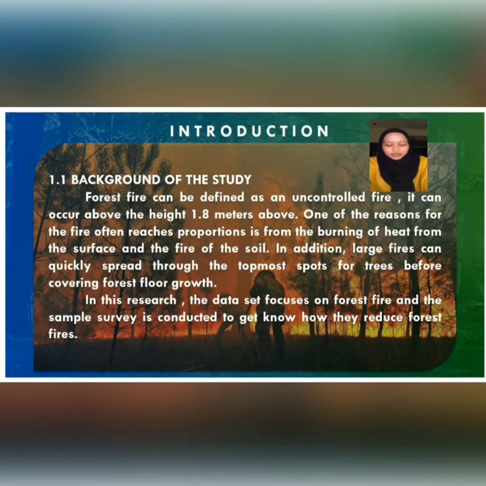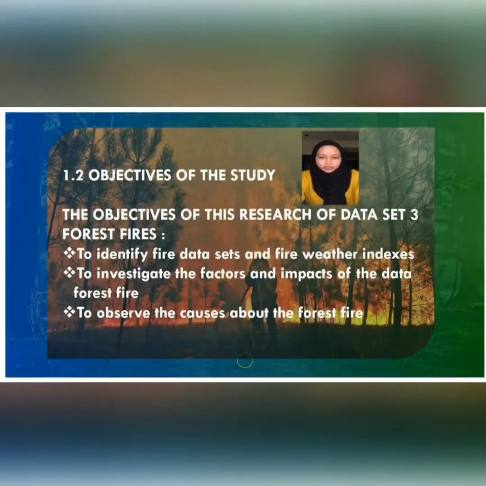In this research, the data set focused on forest fire and a sample survey is conducted to know how they reduce forest fire. 2 is objective. The objective of this research is to identify the data sets and fire weather index. The second objective is to investigate the factors and impact of the forest fire data. And the third objective is to observe the causes of the forest fire.